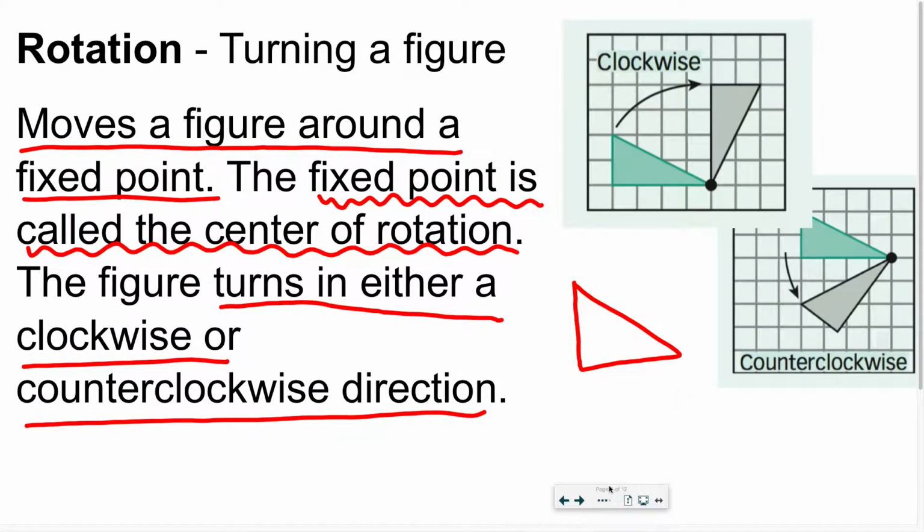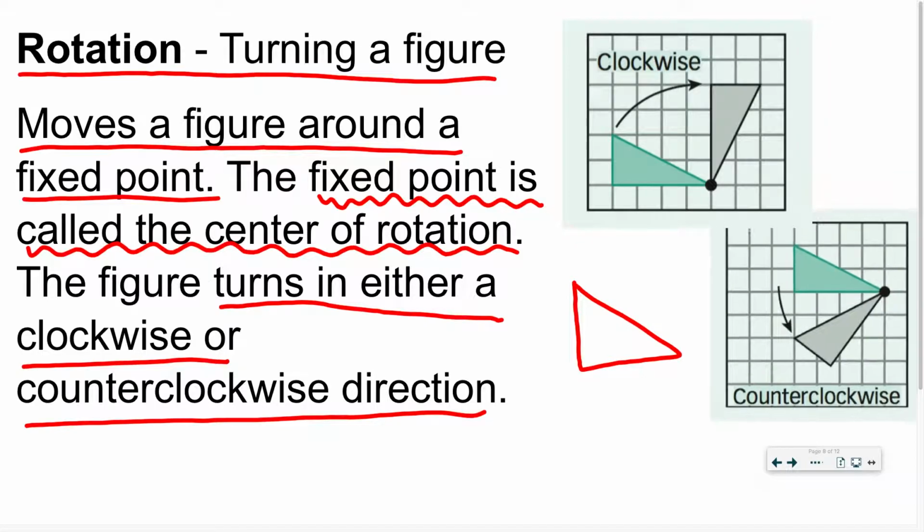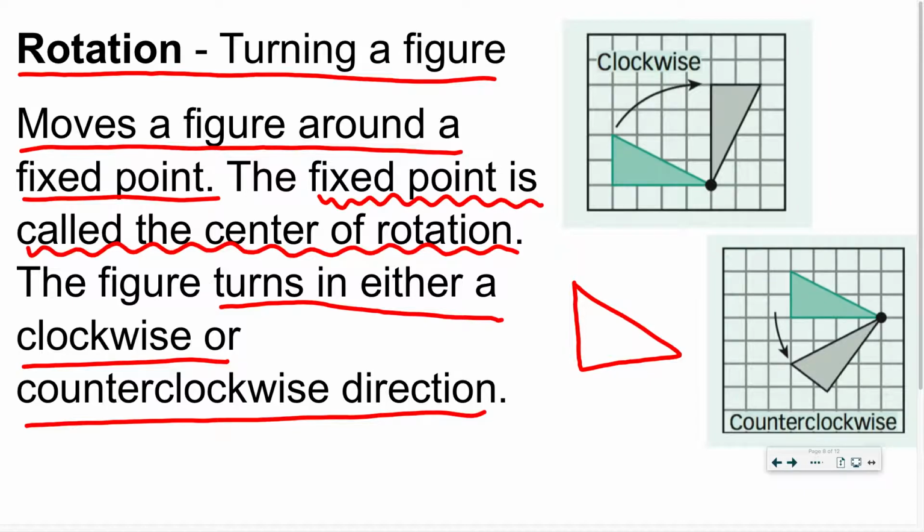The last way that we can turn a figure is a rotation. So a rotation, which is turning a figure, moves the figure around a fixed point. The fixed point has a name. The point that we rotate the image around is called the center of rotation. There's two ways that our figures can move. They can move clockwise or counterclockwise. And both examples are represented here.